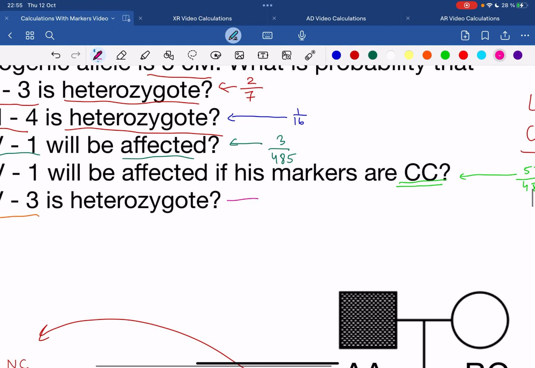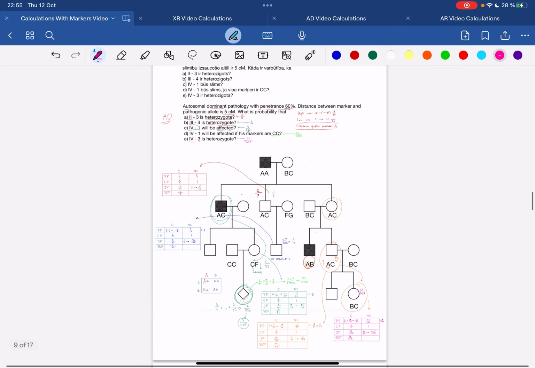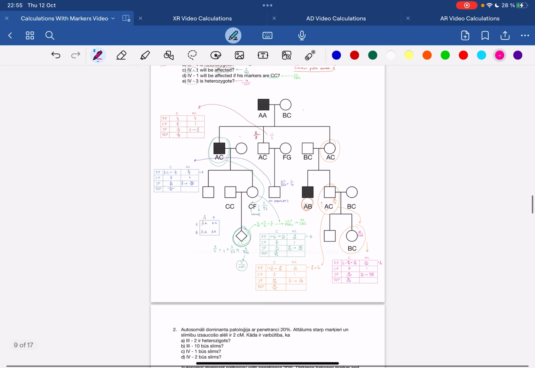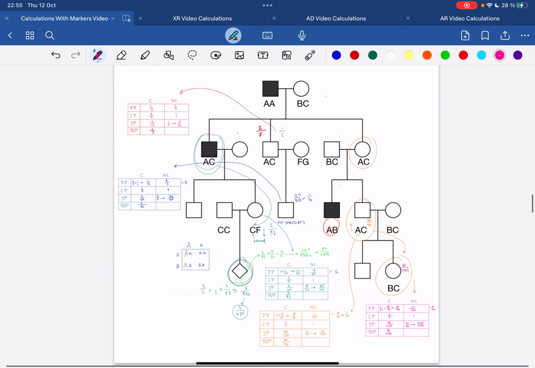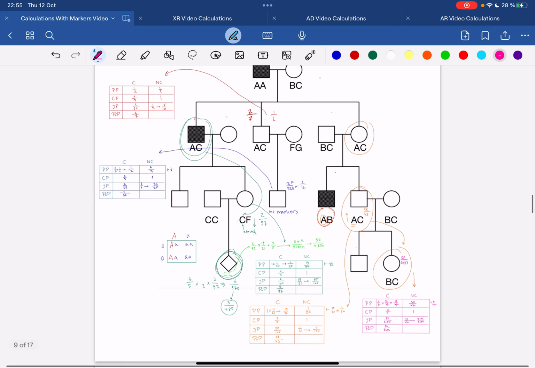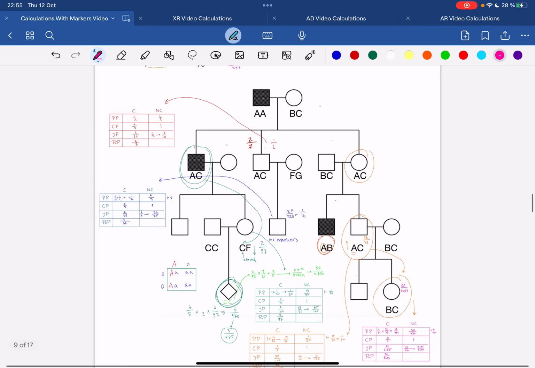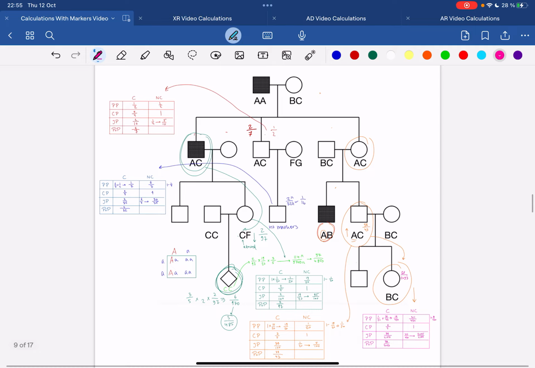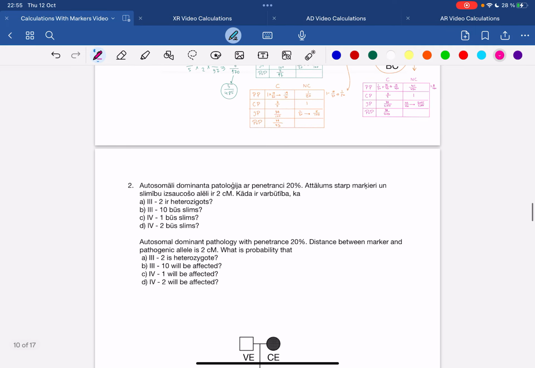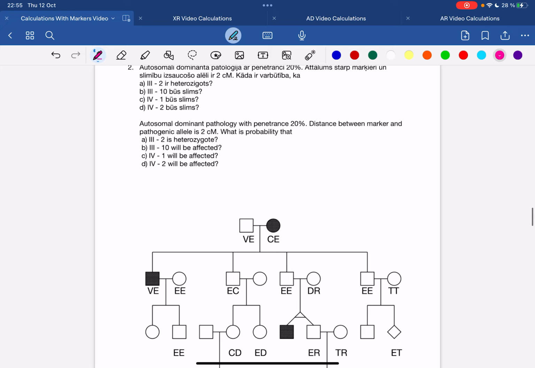So here we would write 38 over 2093. And that is it for this calculation. So if you want to take a screenshot or you want to take a little pause, you can do that right now. Next up is number 2.